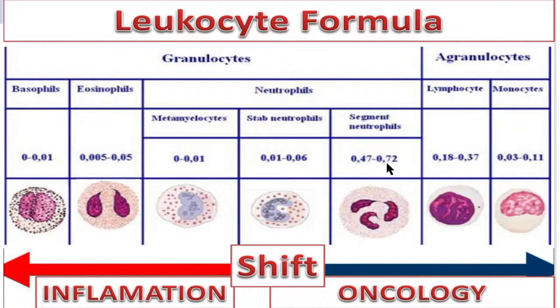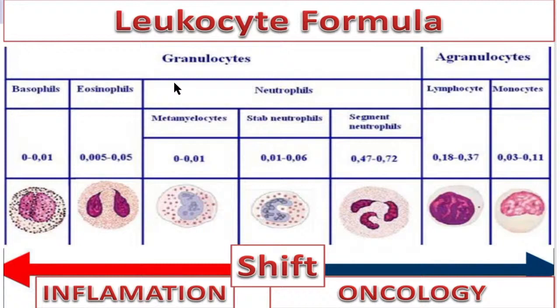47 to 72%. Stab neutrophils, ordinarily also named band neutrophils, 1 to 6%. These cells are less mature than segmented multilobulated neutrophils. Another is metamyelocytes, young, very young neutrophils, ordinarily 0 to 1%, meaning around 1%. And this is less than 1%, also named metamyelocytes. So all these cells are different stages of differentiation of neutrophils.